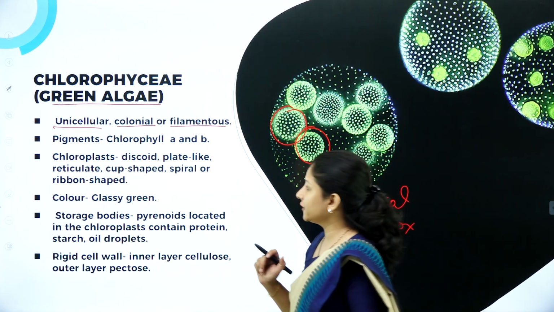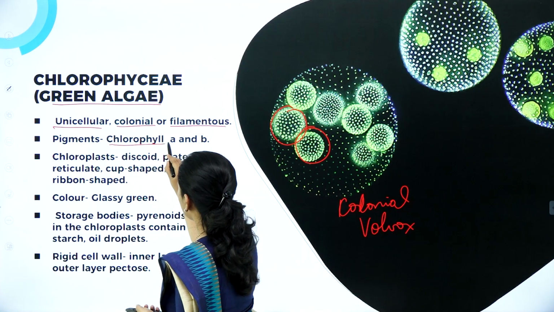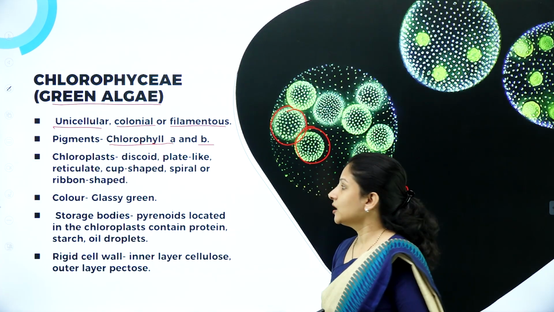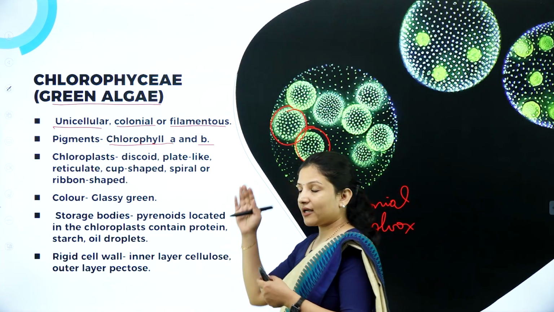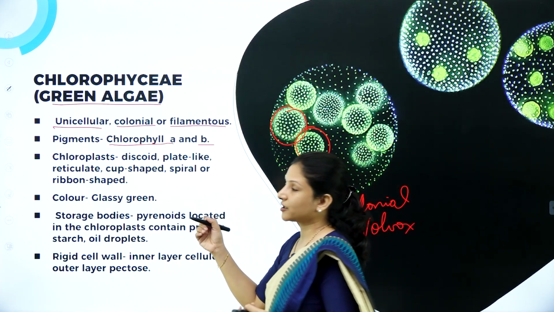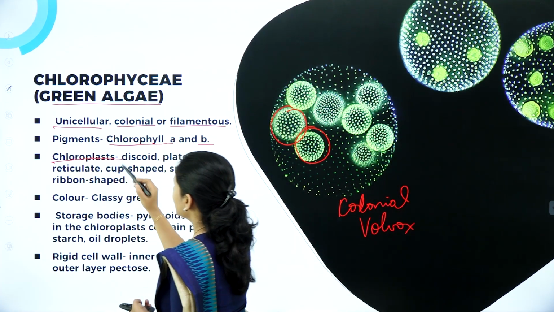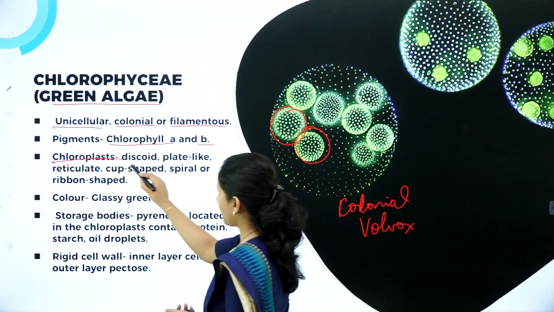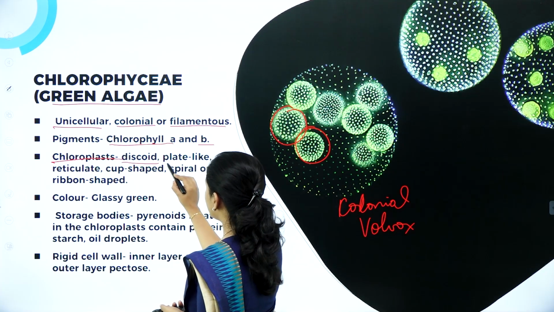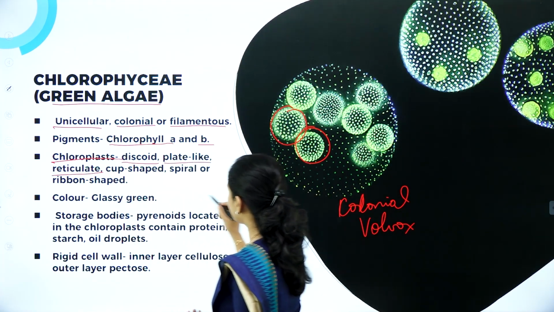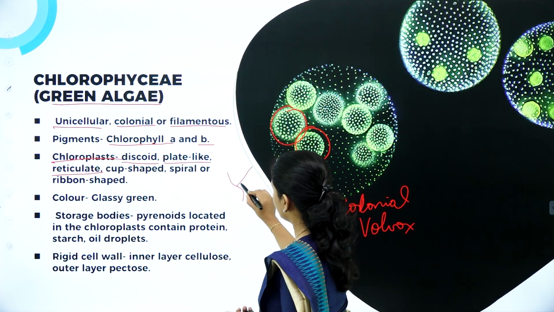So which type of chlorophyll pigment do they have? They have chlorophyll A and chlorophyll B. These are the two pigments that are present in them. And where are these pigments present? These pigments, chlorophyll A and B, are present in structures called chloroplasts. And these chloroplasts can be of different shapes. They can be discoid, that is like a disc, or they can be somewhat like a plate. They can be reticulate. So reticulate is nothing but they can be like branches.